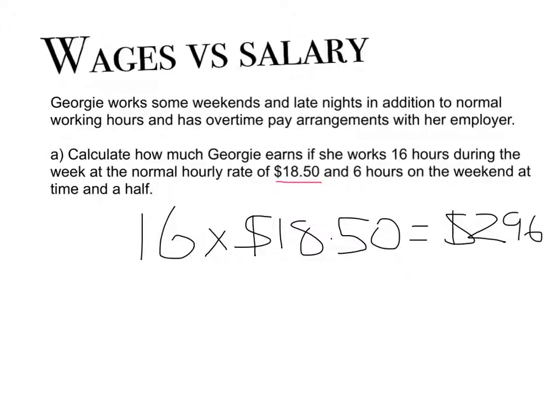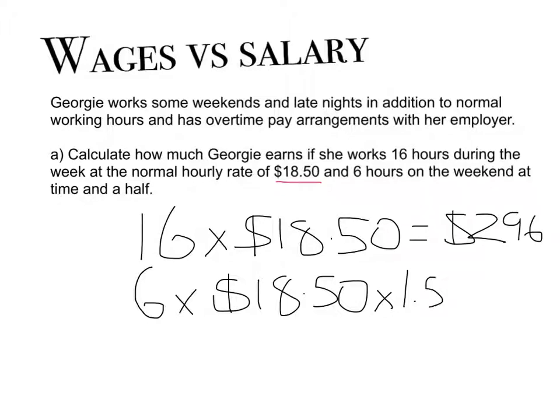But then she works on the weekend at time and a half. So for those of you who get a job next year, this is usually work on a Sunday. She also works 6 hours at time and a half. So how do we work this out? Well, we go 6 multiplied by $18.50 multiplied by 1.5. This 1.5 here is time and a half, because she's getting 150% of this $18.50, her normal rate. It's time and a half. So 6 multiplied by $18.50 multiplied by 1.5.